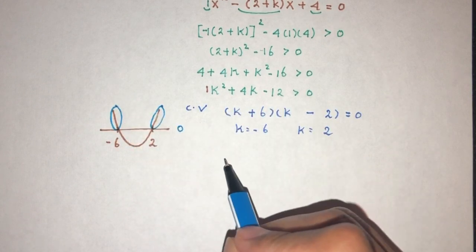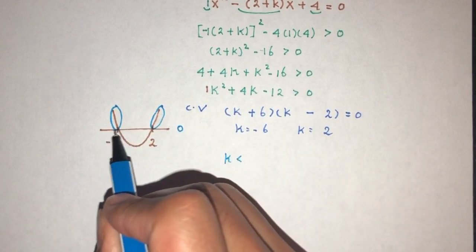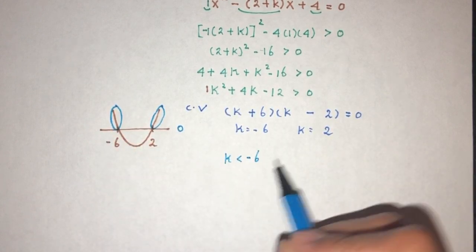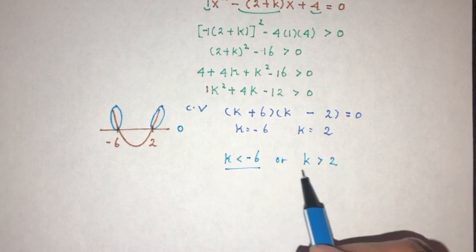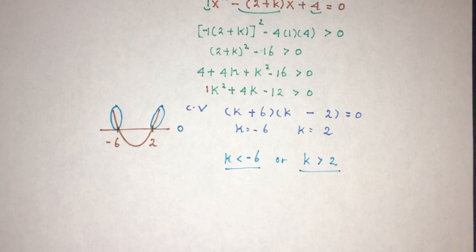So it means that k has to be less than minus 6, or k has to be more than 2. So this will be the set of values of k for which this is true.